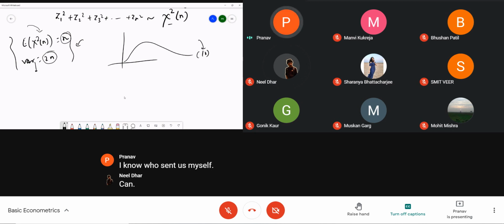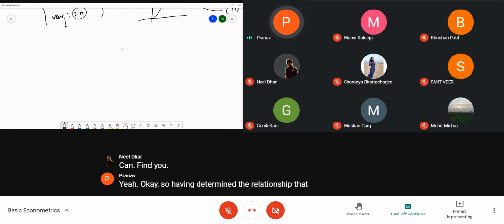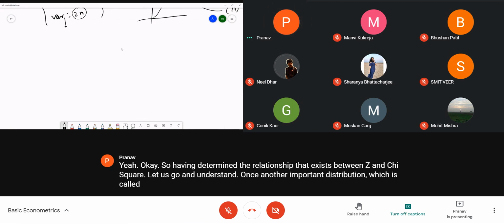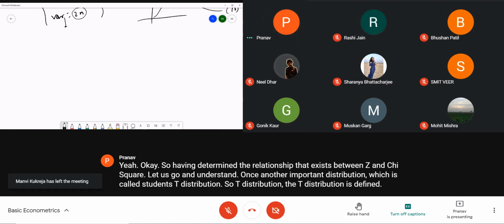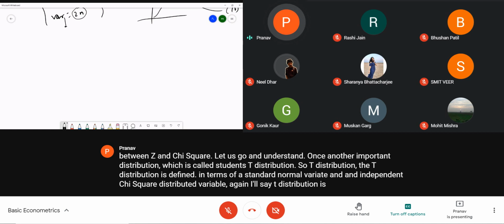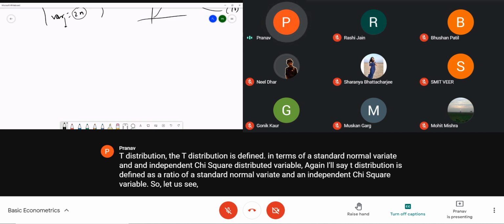Okay, so having determined the relationship that exists between Z and chi-square, let us go and understand another important distribution, which is called Student's T distribution. How do we define the T distribution? T distribution is defined in terms of a standard normal variate and an independent chi-square distributed variable. Again, I'll say the T distribution is defined as a ratio of a standard normal variate and an independent chi-square variable.